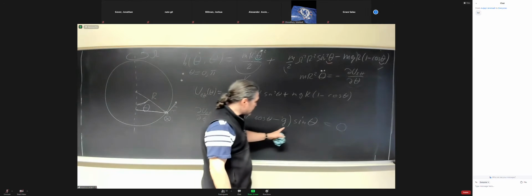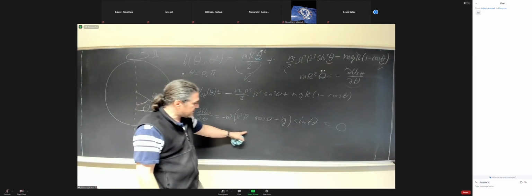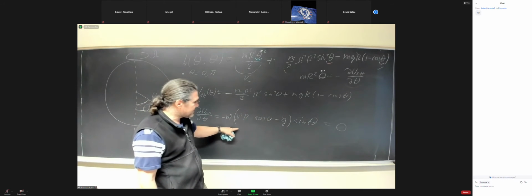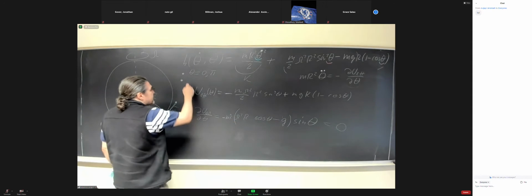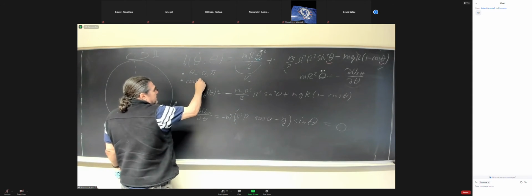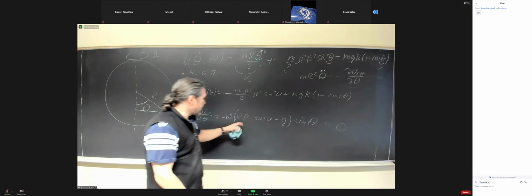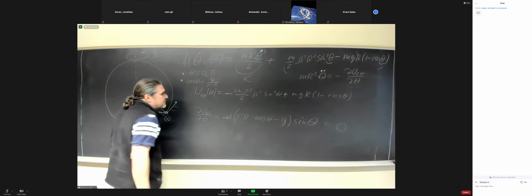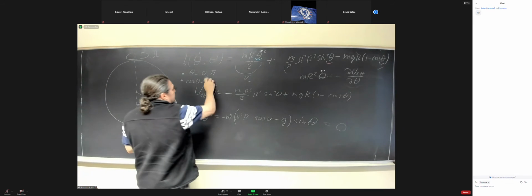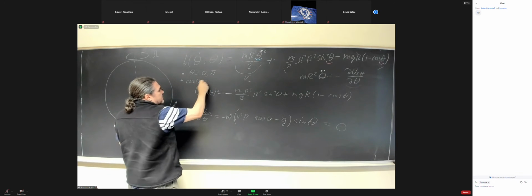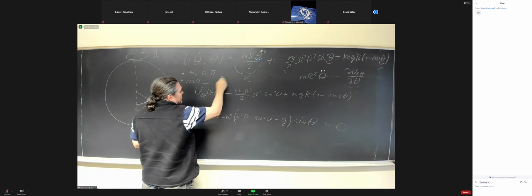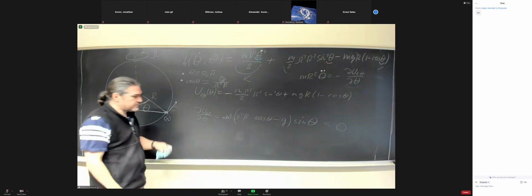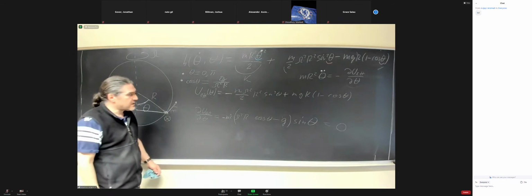That's one solution, and the other solution is given when this equals 0. That's actually why I wrote the expression in this form. So when this equals 0, it means that cosine theta equals g divided by omega squared r. I don't know, can you see this? Small. G divided by omega squared R. That makes sense?